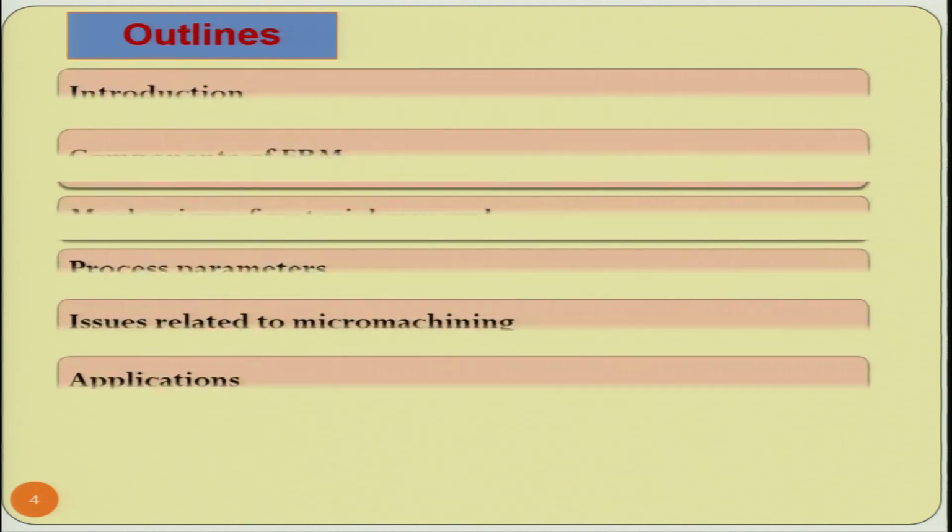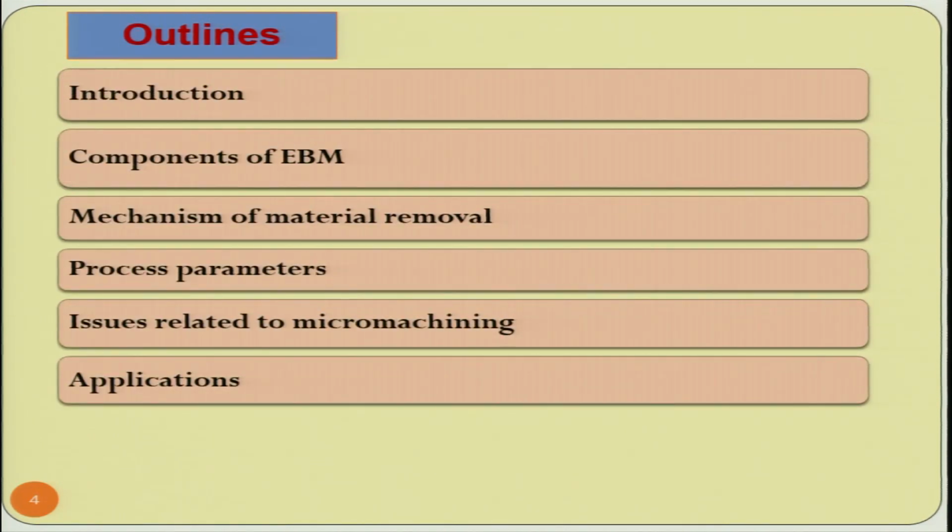Now, the outline of this particular lecture is as follows: introduction to electron beam micromachining, components of the electron beam micromachining setup, the mechanism of material removal in electron beam micromachining, then various process parameters which affect the performance and the quality of the machined component, certain issues related to micromachining in electron beam micromachining, and then some applications of this particular process.